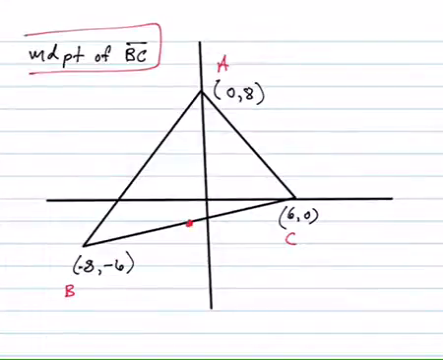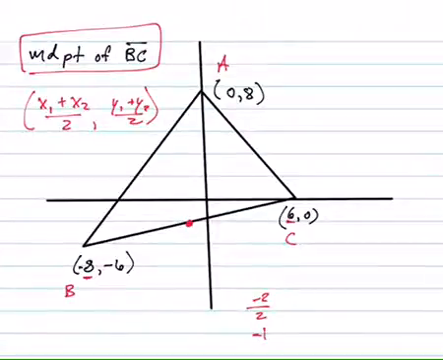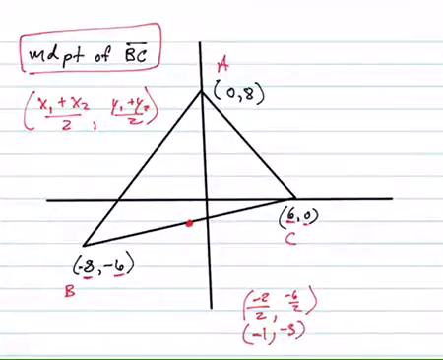So the way to find midpoints is you just take the x coordinates, add them together, and divide by 2. Take the y coordinates, add them together, and divide by 2. So the x coordinates add up to -2 divided by 2, which is just -1. That's your x coordinate. And for the y coordinate, adding those up gives you -6 divided by 2, and that's just -3. So -1, -3 is your point.